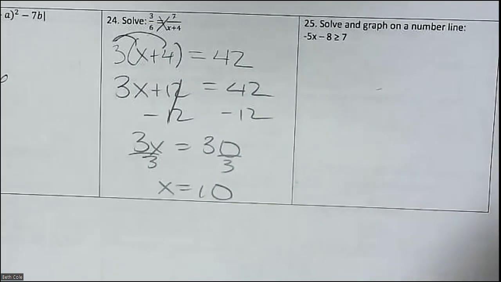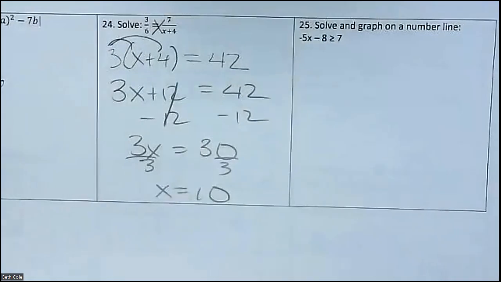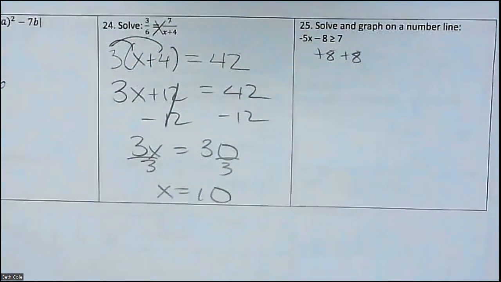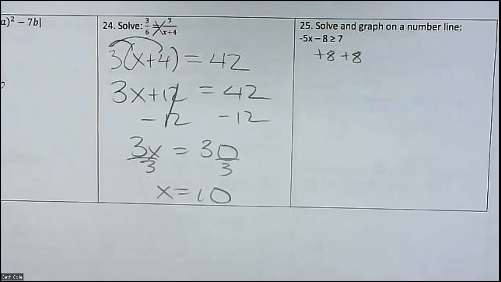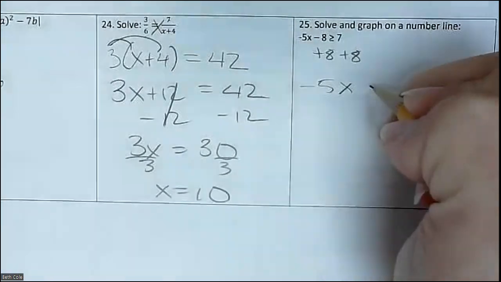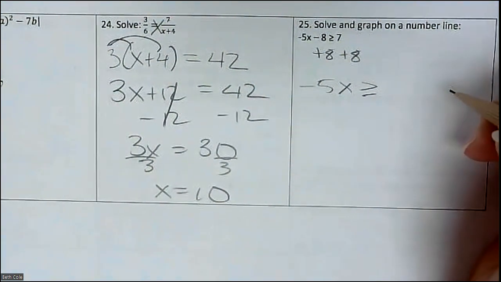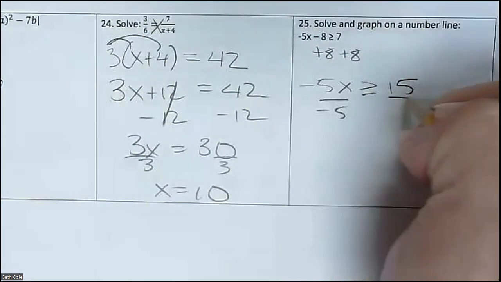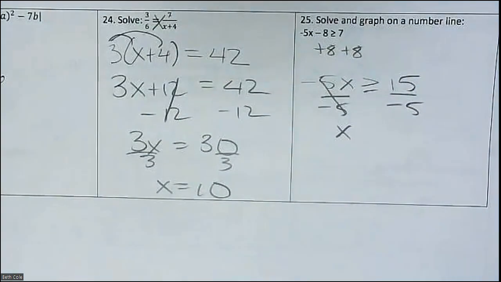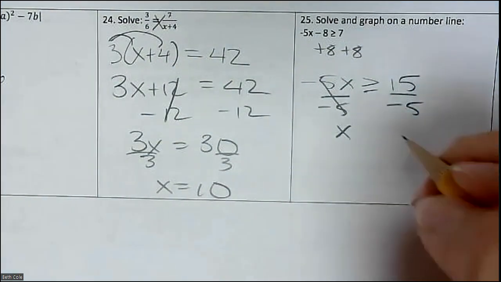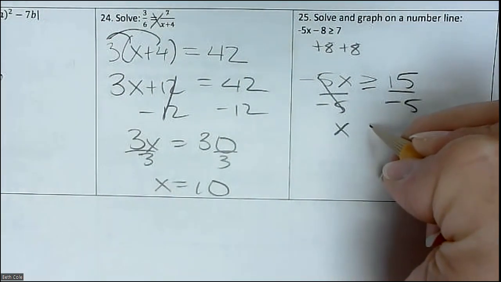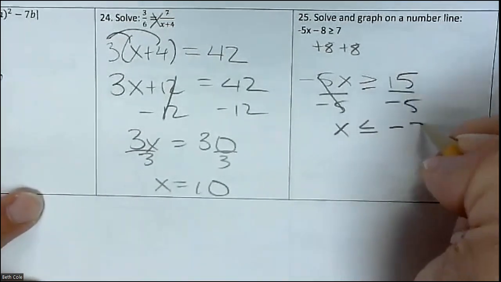All right, and then this last one, exact same thing as an equation, except if you divide by a negative, what have you got to do? Flip your symbol around. All right, so +8 +8. Hey, would you mind writing this down with me? Be great, thanks. So you get -5x greater than or equal to 7 + 8, 15. Divide by -5. That means x is, good, so how do we say it? Good, less than or equal to -3.